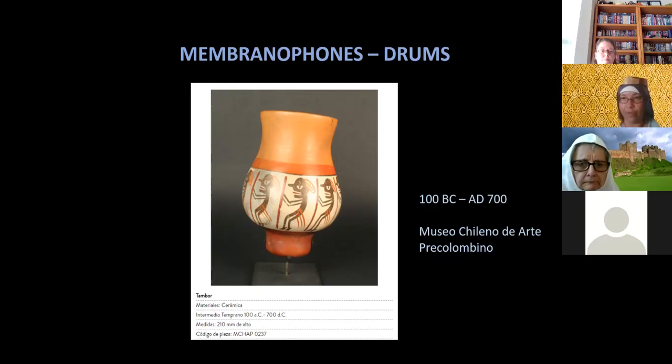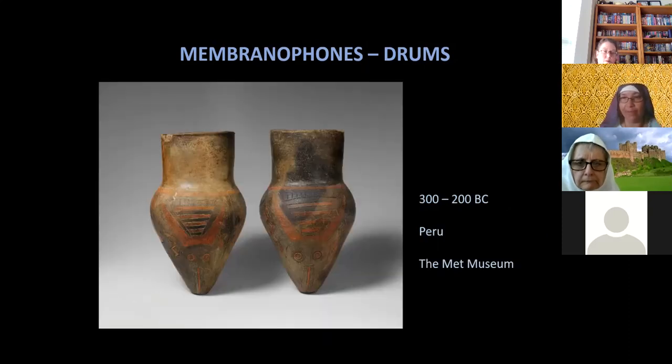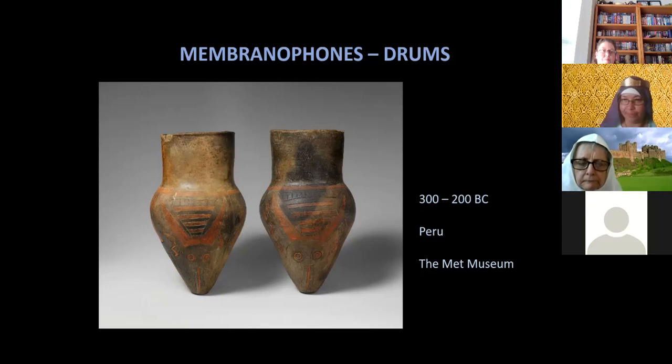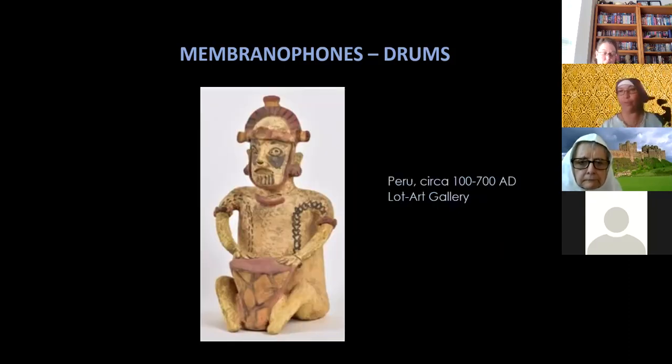Here we have an example of another type of drum. This one is a ceramic drum from Chile. And these are from Peru. This is from the Museo Chileno de Arte Precolombino, and these are from the Met. I just wanted to include this one because you can see here it's a drummer. So I thought that it was very cool. This one is from a gallery.